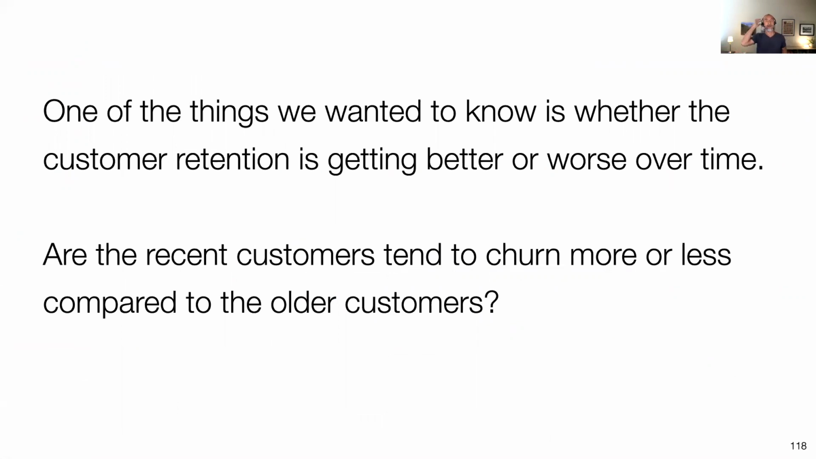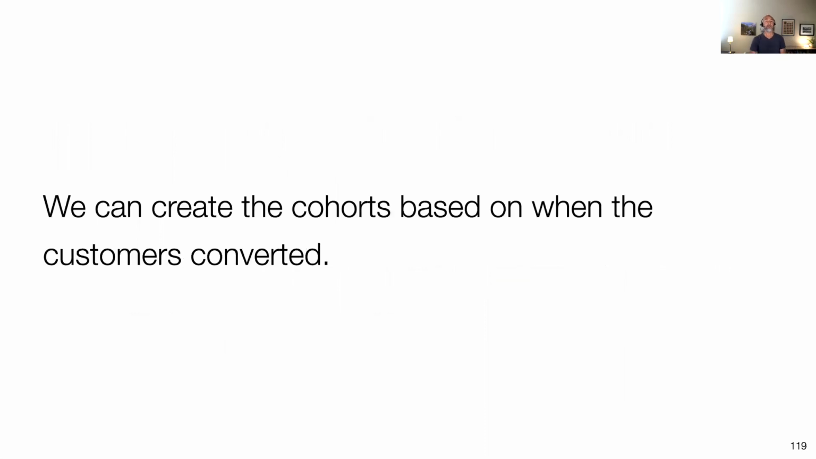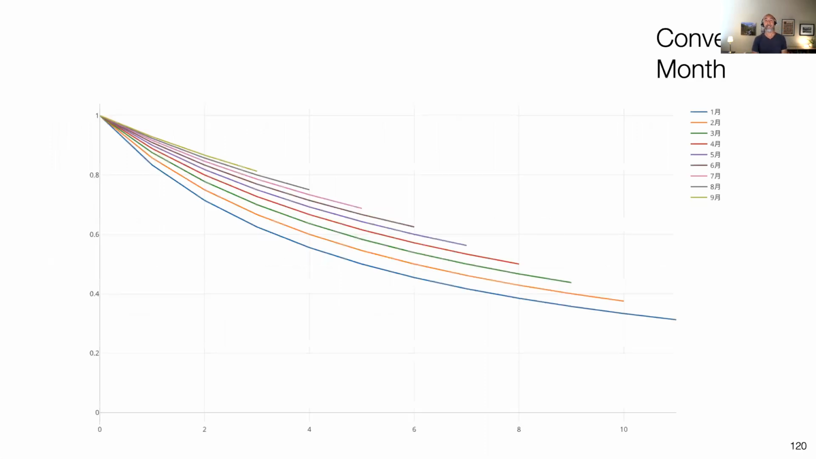So what that means is the recent customers tend to churn less compared to the old customers. That's what we want to see. To do it, we can create the cohorts not based on which OS or which countries they're coming from, but based on when the customers converted. And then draw the survival curves like this.